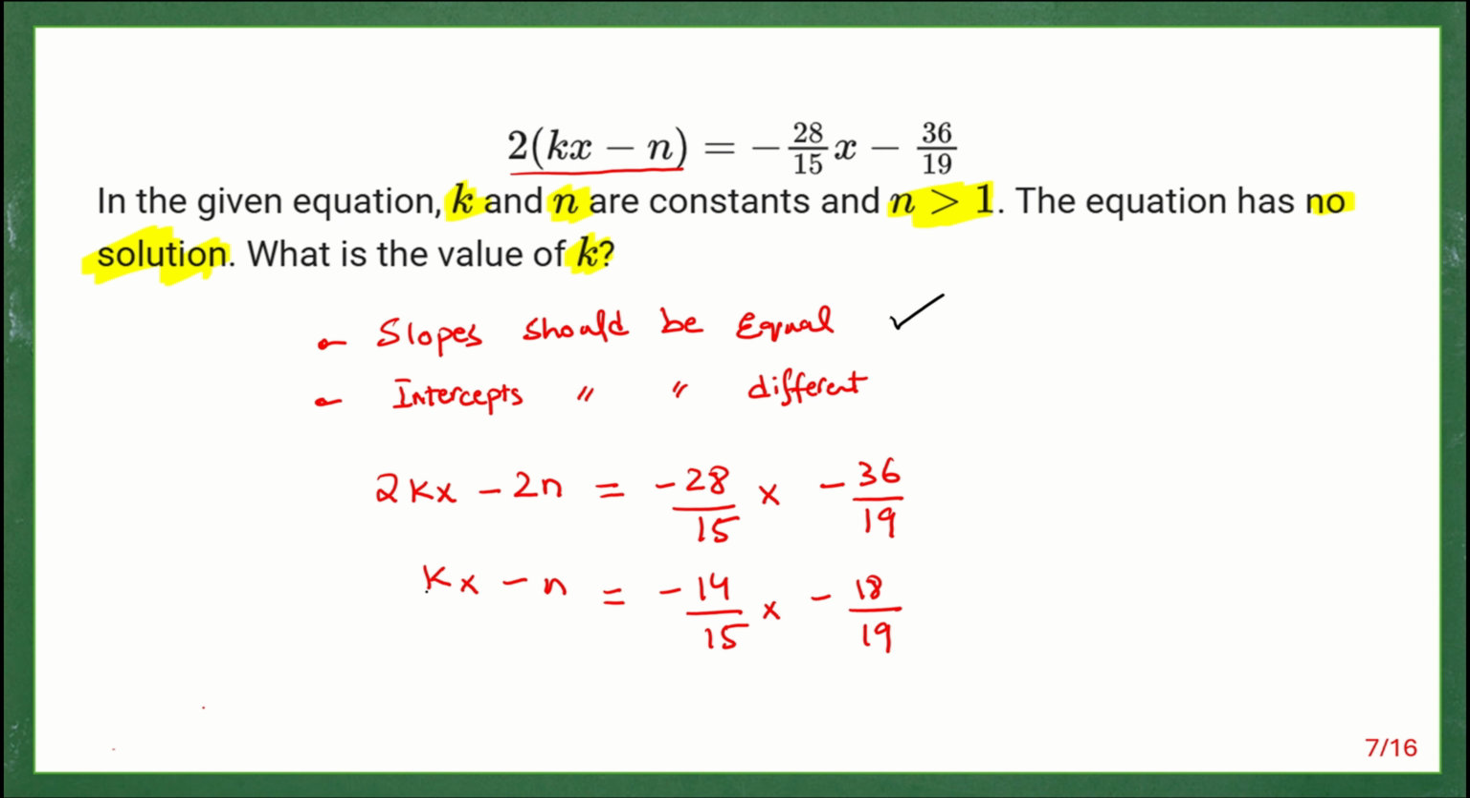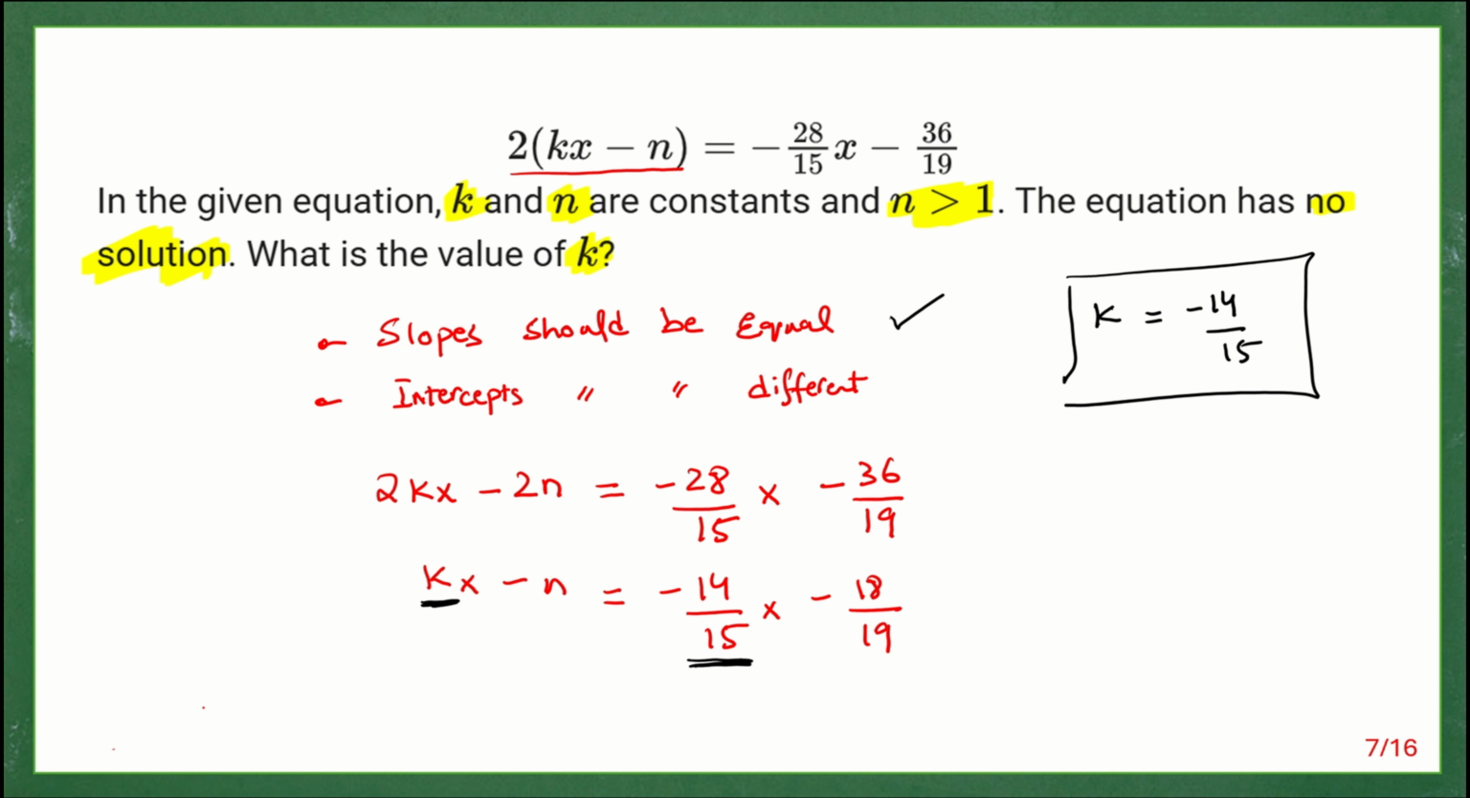So the slope I have for my left hand side of the equation is given here by k, and on the right hand side it is negative 14 over 15. So equating the two slopes together, k is equal to minus 14 over 15 here. Okay, so we have the value of k. However, we cannot just leave it here.